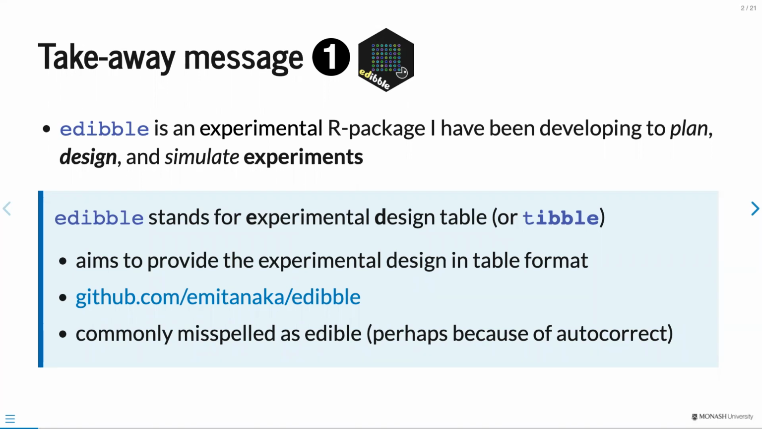You can find the code in the GitHub link that you see in the slides. And just a fun fact, it is really commonly misspelled as edible with one B, because perhaps it was because of autocorrect.